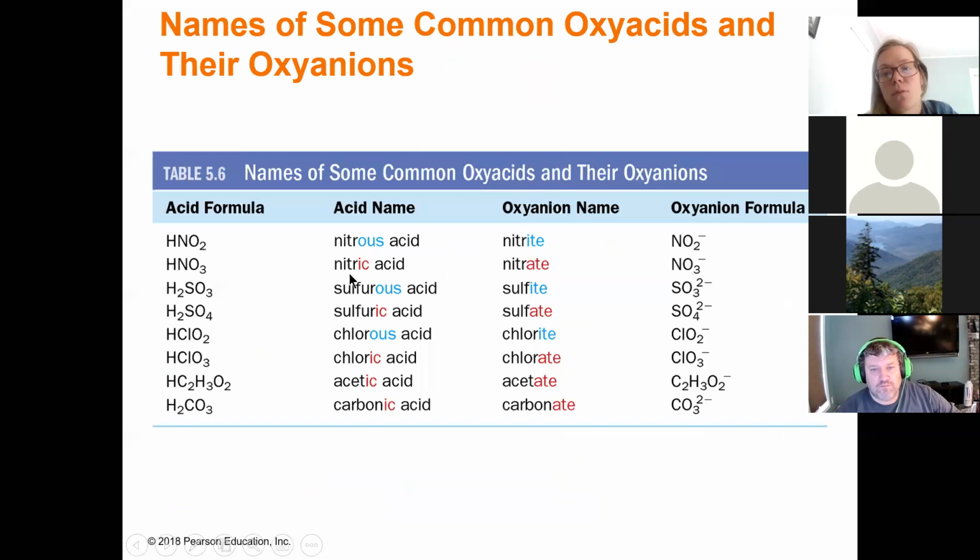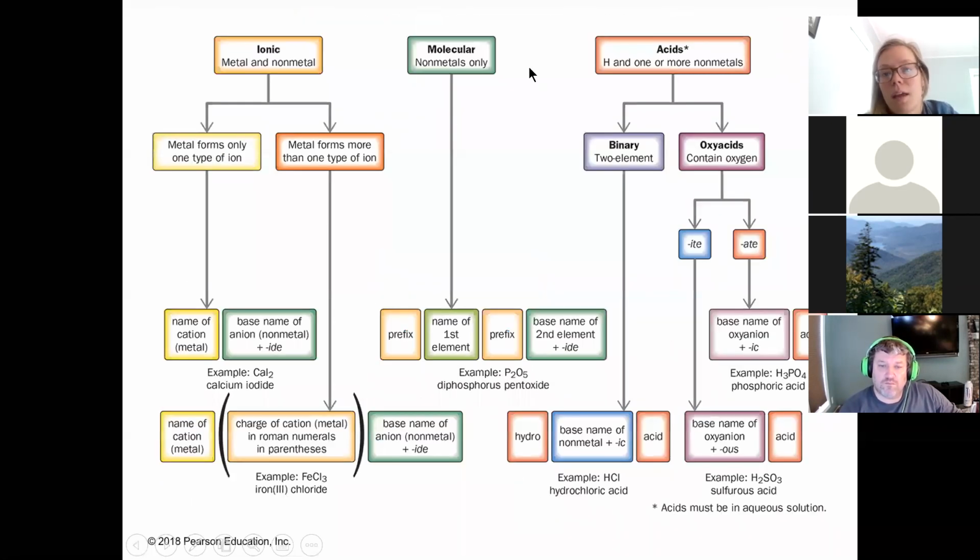And that's it for the acids. So here are some examples of the ite becoming ous, the ate becoming ic. And then all of that summed into one giant chart. So everything we went over culminates right here. Wow, that was awesome that we got through all that. Great, so we will call it for today.